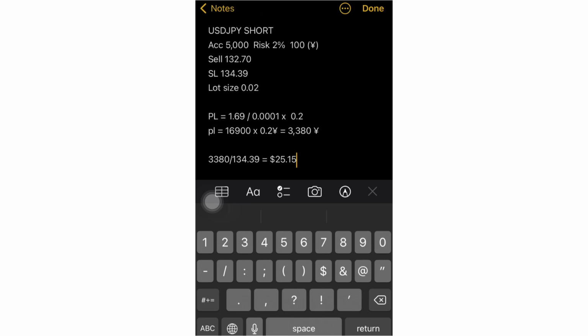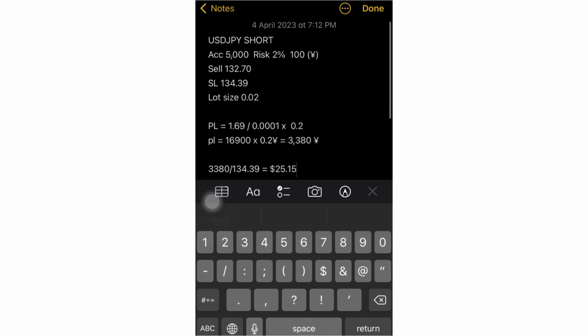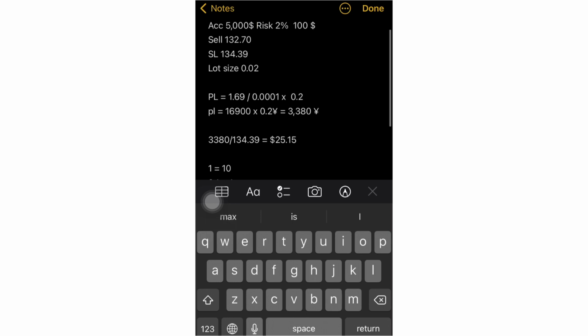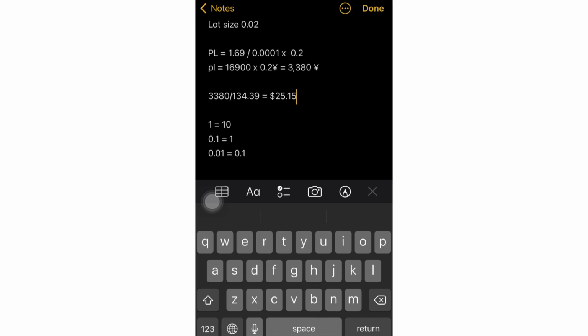So this depends. What this helps you to do, it helps you to know the lot size you're going to lose. Now, we said we want to risk, sorry, because our account is in dollars, it's not the yen, this is in dollars. We said we want to risk $100 from our account. We have a $5,000 account, and we said we want to risk just 2%, which is $100, right? So now we know the exact amount. When we open a position with 0.02 lot size, we're going to just lose $25, which is not even up to what we want to risk.